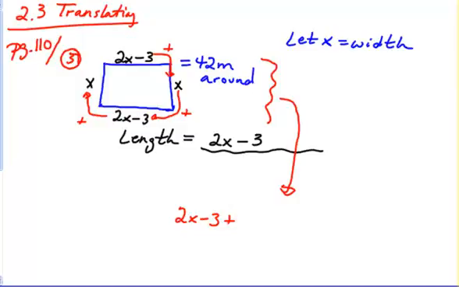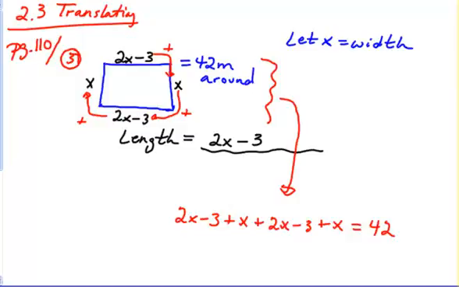So you have 2X plus minus 3, the top one. Then I'm going to say, okay, I'm walking around, so plus the length of the X. Keep walking to the bottom, so plus 2X minus 3, plus the other X. And when I walked around and added all those pieces up, what were they equal to? 42. You got it.